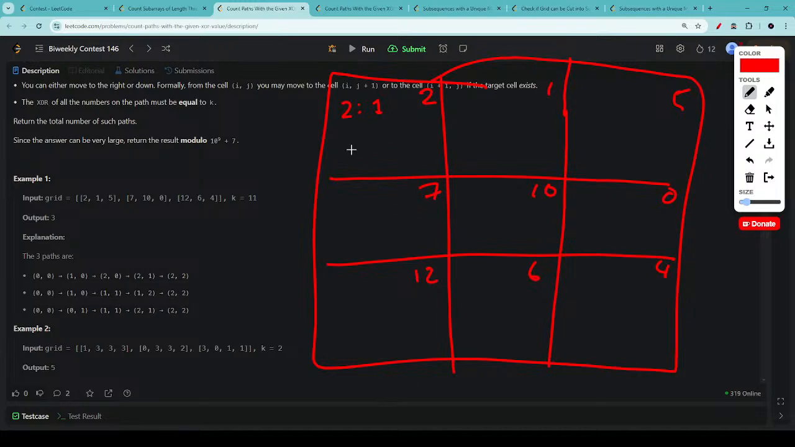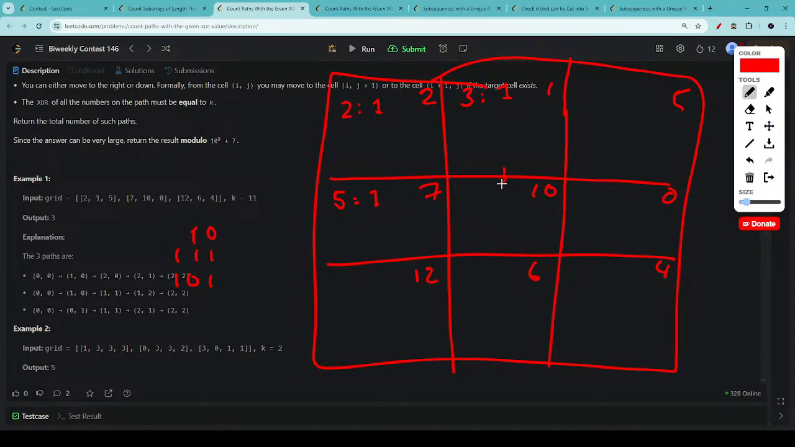And what's the value of the path to getting there? 2 and 1, you XOR them, which will give you 3. So there's one way of getting here, and its XOR value is 3. What about this one? How many ways of getting here? There's only one way, and its XOR value is the XOR of 2 and 7. So 2 is 1, 0, 7 is 1, 1, 1. So you get 1, 0, 1, which is 5, I think. One way of getting here, and its value is 5.